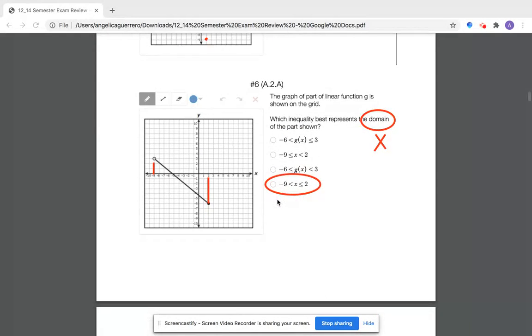Number 6, the graph of part of linear function g is shown on the grid. Which inequality best represents the domain? Domain is x, so when I look at the grid, it's going from -9 to 2. At -9, it's an open circle, so it's a less than symbol. At +2, it's a closed circle, so it's a less than or equal to.